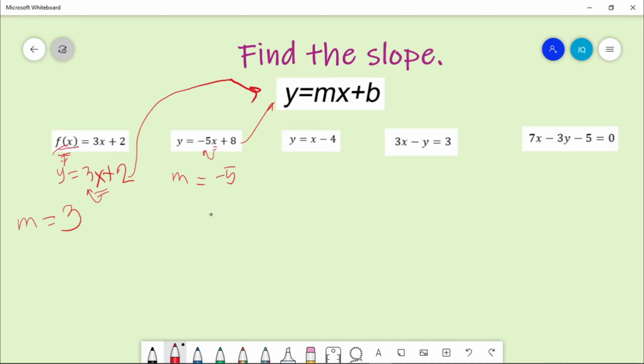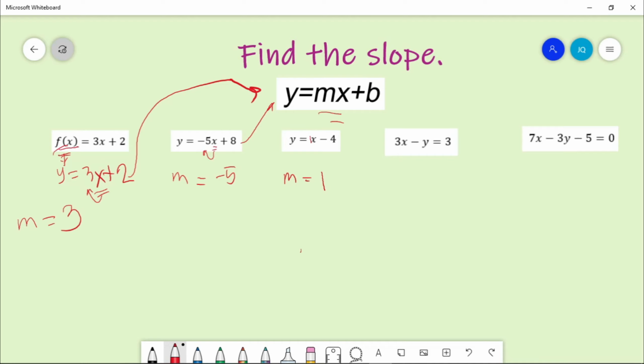Now let's go to the third one. Can you see the slope? Is there a number beside x? Of course you cannot see it, but there is actually an invisible 1 here. So meaning our slope is equals to 1.